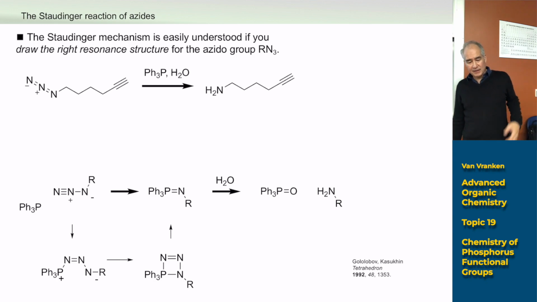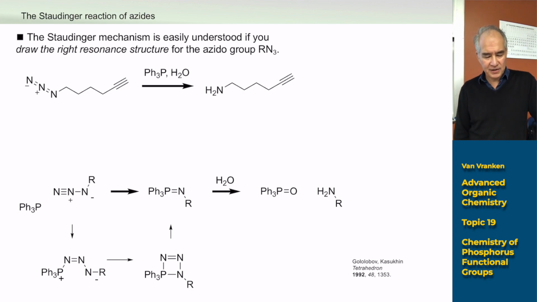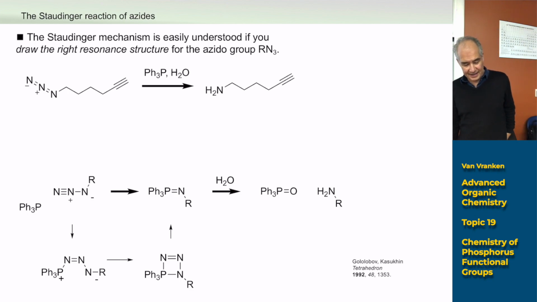Okay, let's take a look at a different type of nucleophilic reaction of a phosphine lone pair, and this is called the Staudinger reaction of azides. I have to say the Staudinger reaction of azides because there is another Staudinger reaction that has nothing to do with azides. You can't just say Staudinger reaction and have people know what you're talking about.